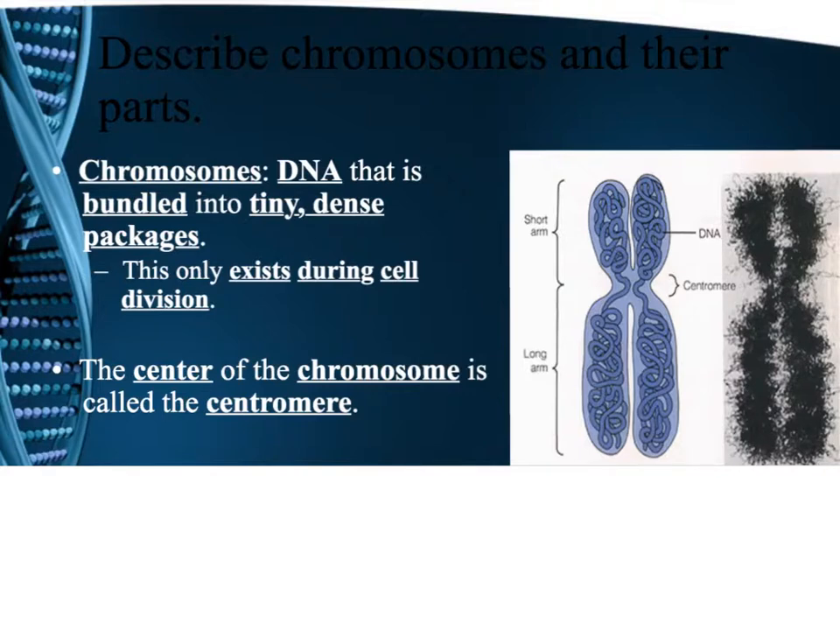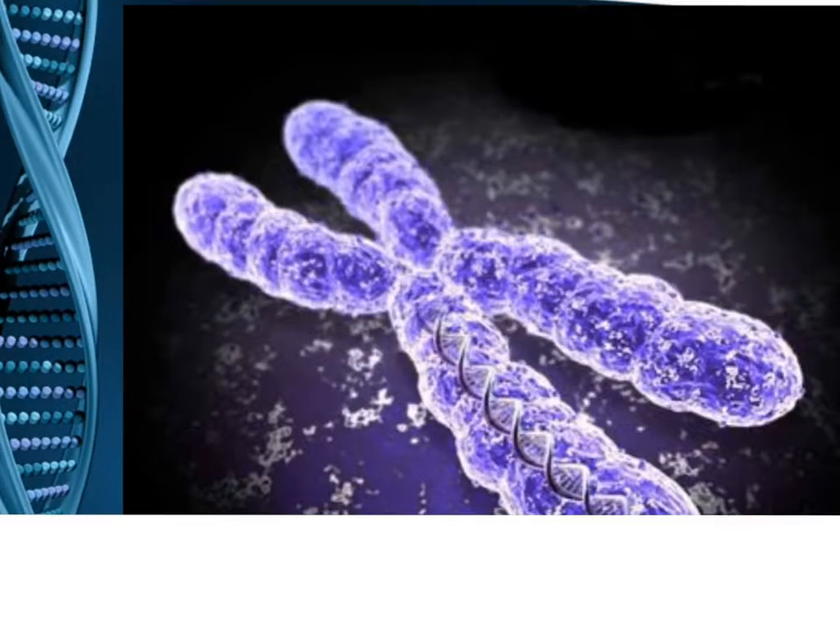So anyway, the center of the chromosome, this is something I will definitely ask you on a test. This guy right here is called the centromere. The center of the chromosome is called the centromere. Here's just another picture to show you that DNA is wound up really, really tight in these kinds of bundles, and so it forms basically this X shape.